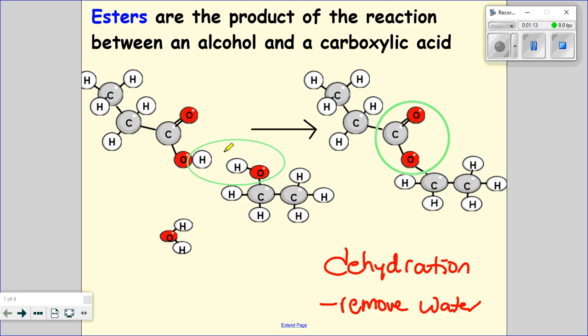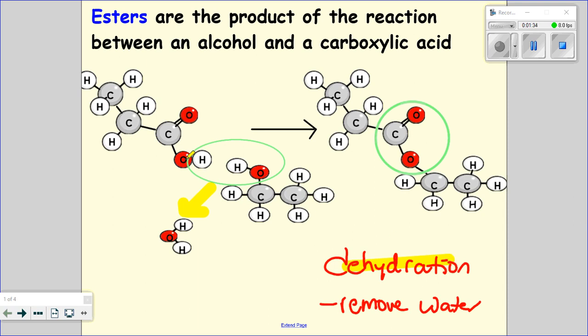If we can find a way to remove 2 hydrogens and an oxygen, it doesn't matter whether I take these 2 hydrogens and the oxygen off the alcohol or off of the acid. We find that we have essentially made water. This is the dehydration part. We've removed water. Well, what happens then?